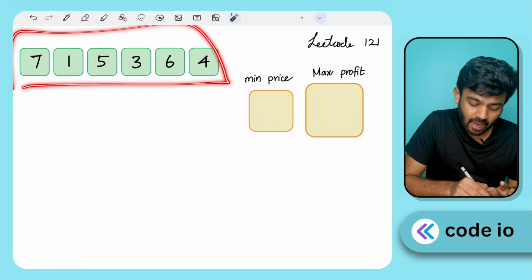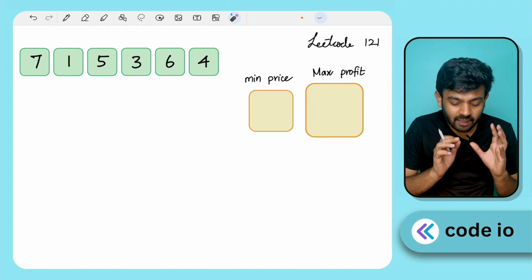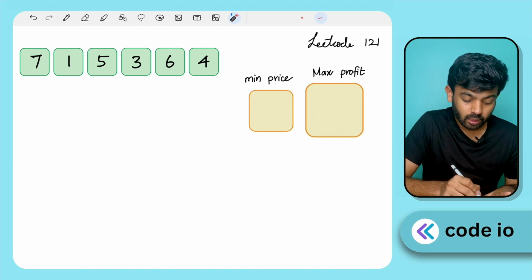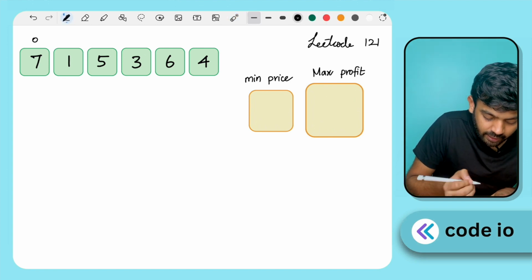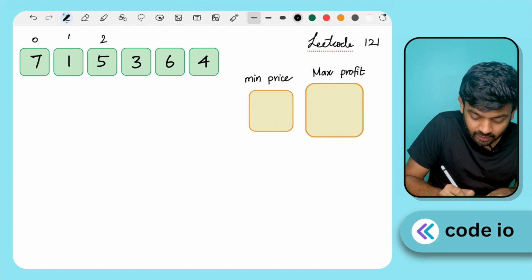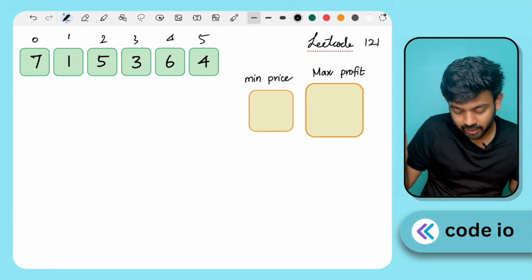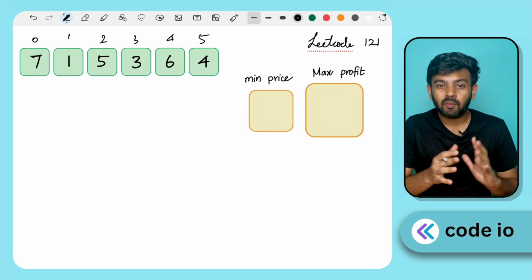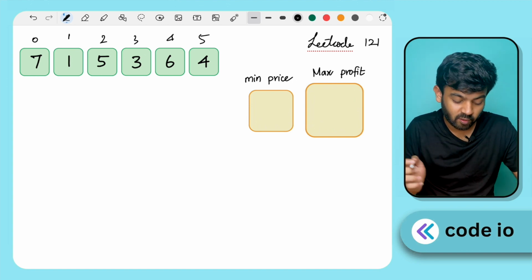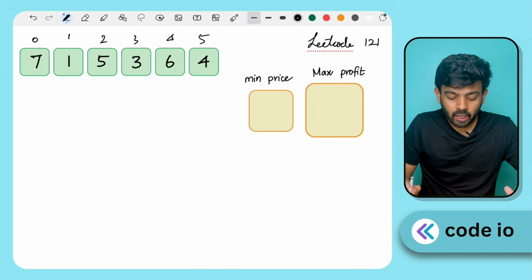This array has 6 values. These 6 values are the price of a stock on a particular day. The first index here is the price of the stock on the 0th day, first day, second day, third day, fourth day, and fifth day. If you don't want to assume a 0th day, just assume it as first day. It's not a problem. So these are the stock values.